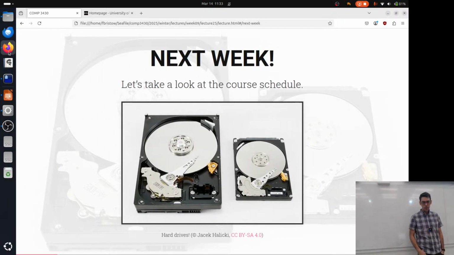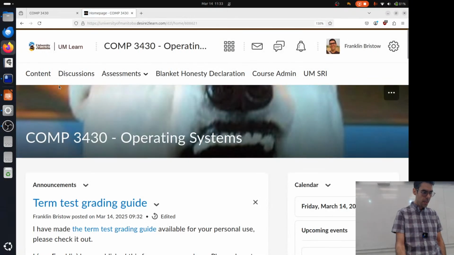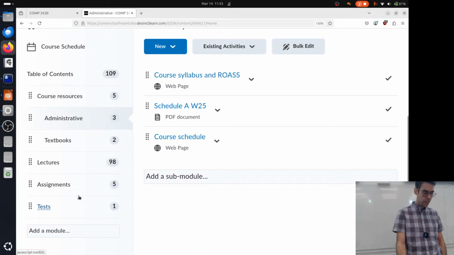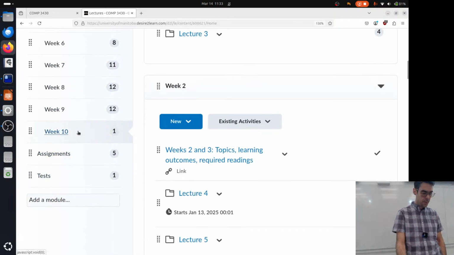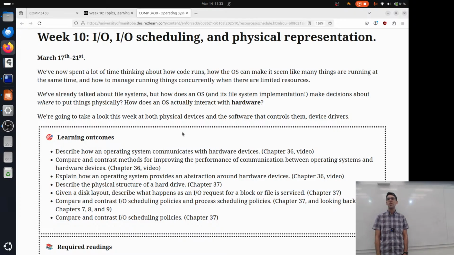It's Friday, and so I also want to take the time to look at what we're going to be looking forward to next week. I'm going to pop over here to the course webpage and take a look at the lecture section for next week. What we're looking at next week is I/O scheduling and physical representation. Part of this is going to be backfilling some of the hard disk related stuff related to RAID and file systems. And part of what we're going to see in this unit is this idea of being able to have this atomic operation of writing a single sector.